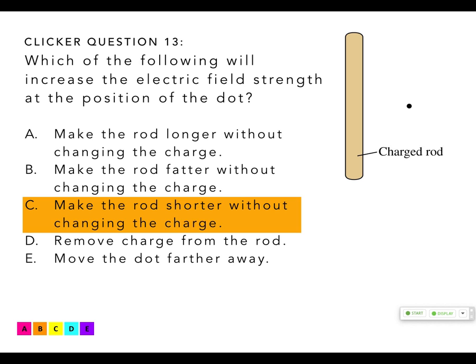This one is the right answer. You're changing the charge density. You're making it more dense without taking anything away. So that's obviously going to be the correct answer. And then removing charge from the rod, obviously a stupid answer. Moving the dot farther away, obviously made all the R's longer.